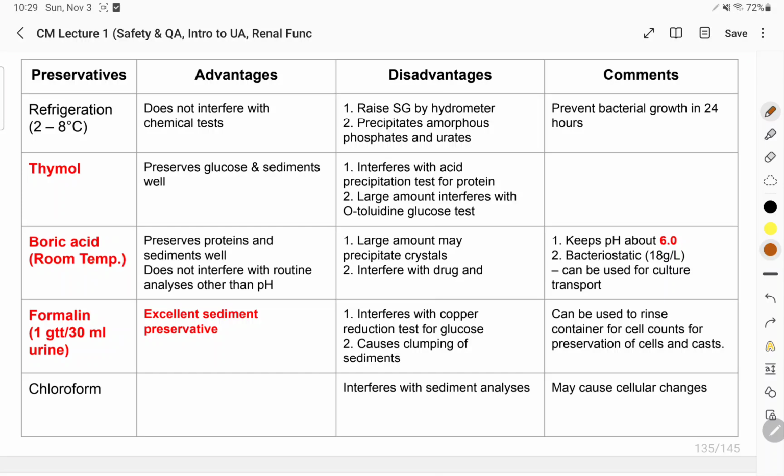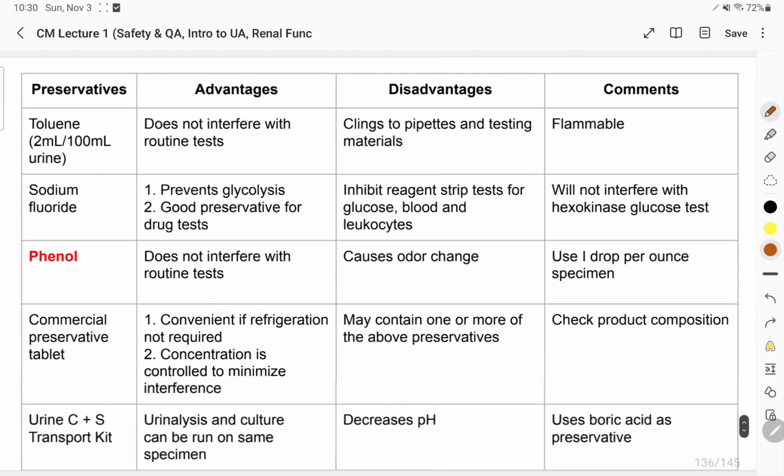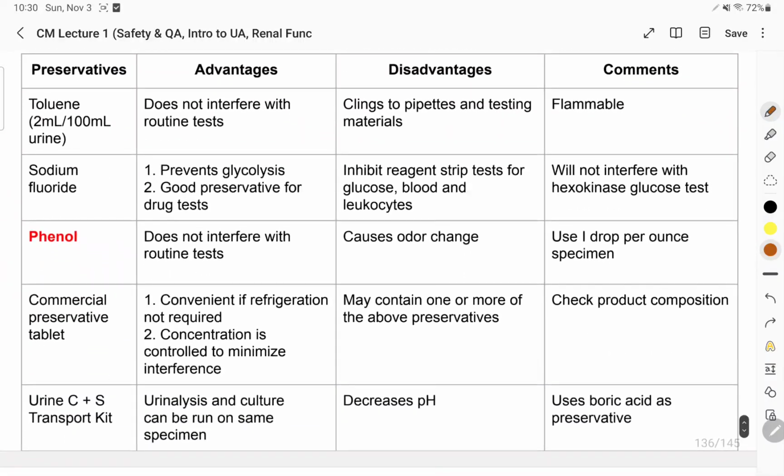Formalin is an excellent sediment preservative. But it interferes with the copper reduction test for glucose and causes clumping of sediments. It could be used to rinse containers for cell counts, for preservation of cells and casts. Chloroform, disadvantage: it interferes with sediment analysis and it can cause cellular changes. So we also have toluene, sodium fluoride, phenol, commercial preservative tablets, and urine C plus S transport kits. This table is found in your compilation, so you can fill it up.